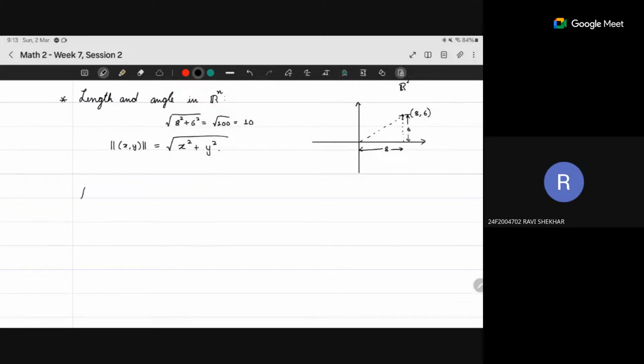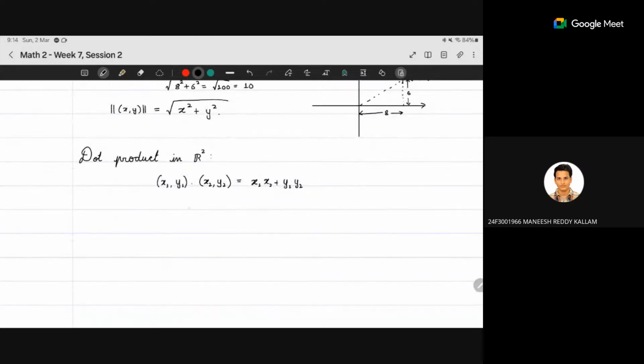Now, there is also dot product in R2. For those of you who are familiar with dot product in R2, first I'll just start out with R2, but the same thing carries over for Rn. If I am given two vectors, let's say (x1, y1) and (x2, y2), what is their dot product? x1 x2 plus y1 y2, right? Yeah.